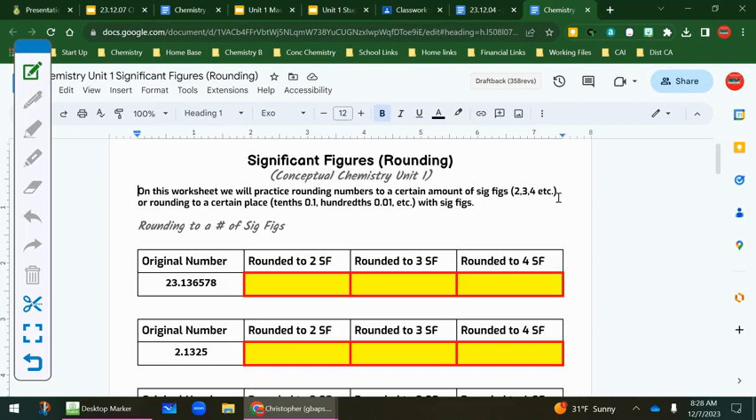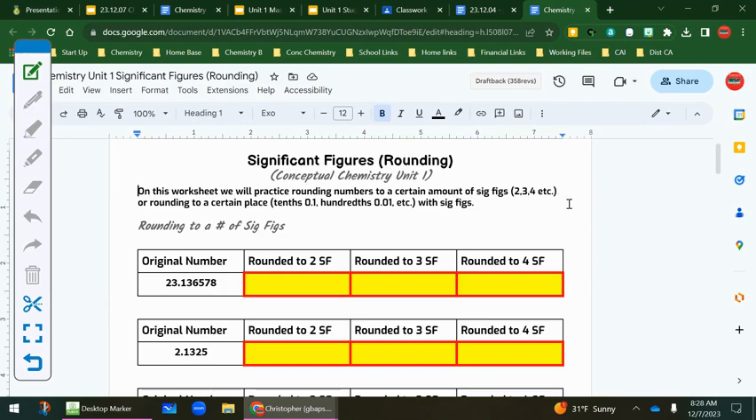What I want you to do, though, is, again, take this number and round it to 2 sig figs. What's the second sig fig in this number? 3. The digit after it is a 1. So what would this number be rounded to 2 sig figs? Good. What would it be rounded to 3? Good. What would it be rounded to 4? 23.14. Good. So that's what I'm asking you to do on here.